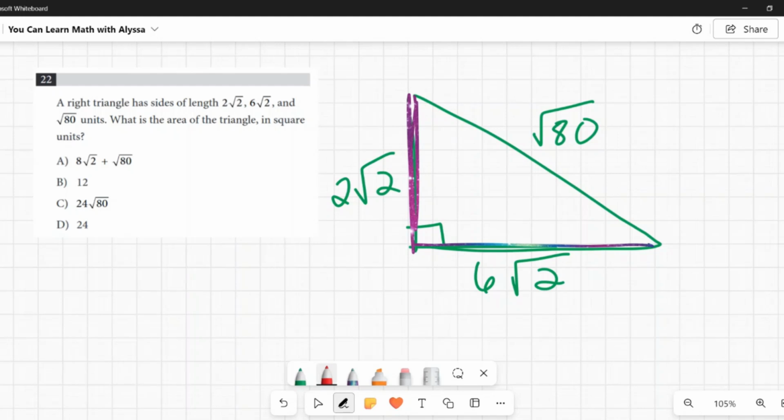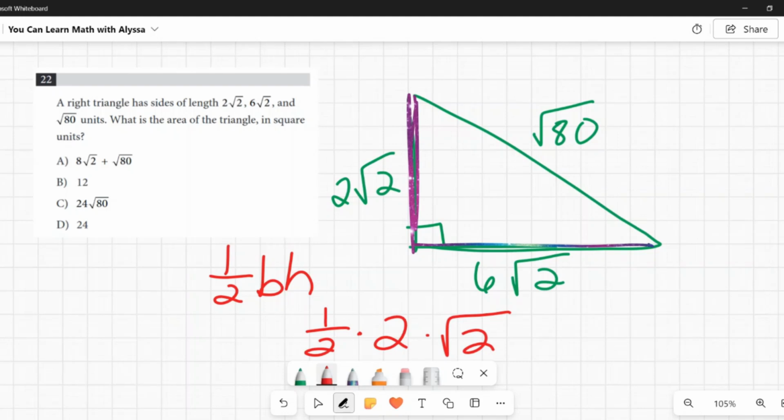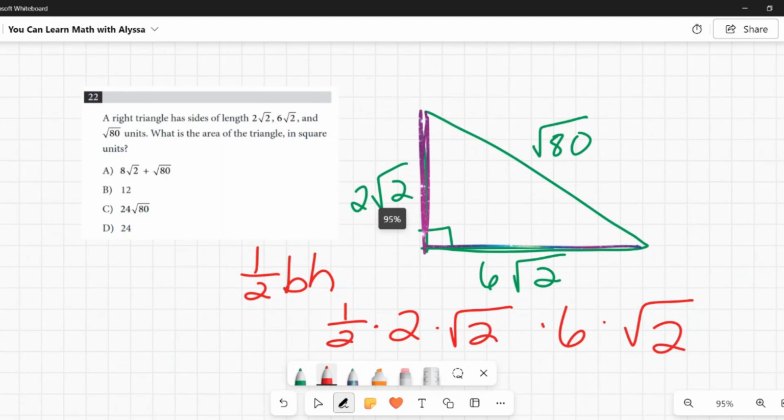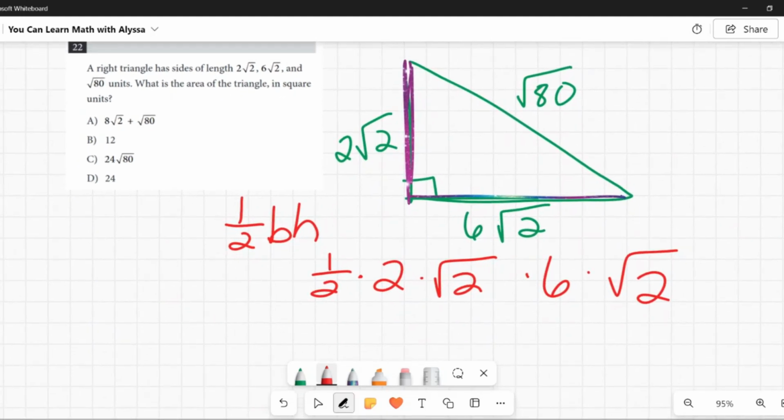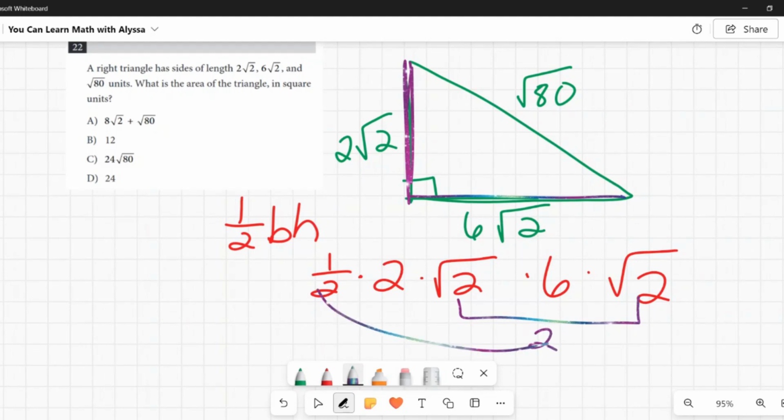So area of a triangle is 1/2 the length of the base times the length of the height. So 1/2 times 2 times the square root of 2 times 6 times square root of 2. Yes, I'm splitting them up just to make it a little easier to see how this all goes down when we multiply. Square root of 2 times square root of 2 is just 2. And then, wait a minute, 1/2 times 2 is 1. So the 1/2, the square root of 2, and the square root of 2 all cancel out.